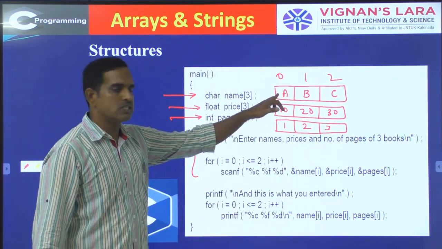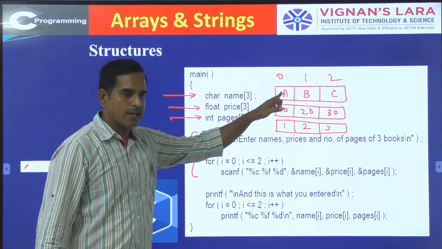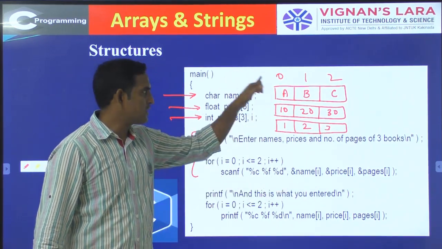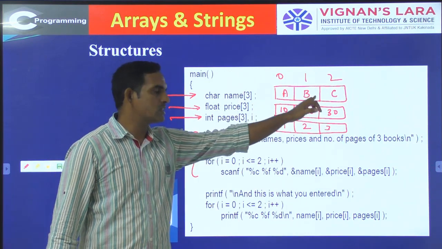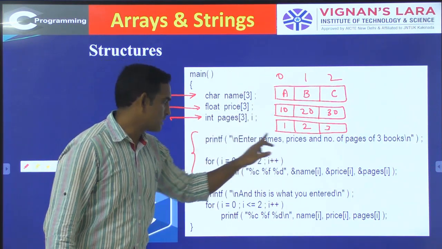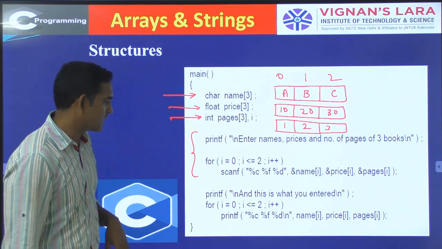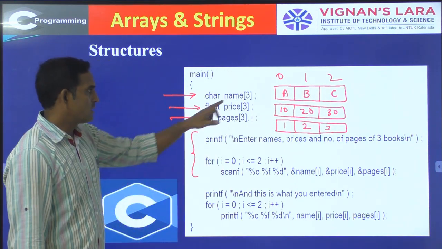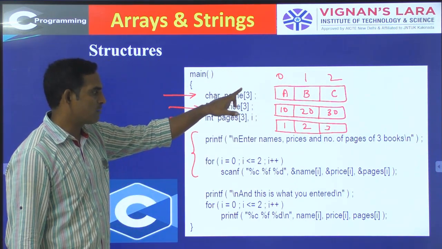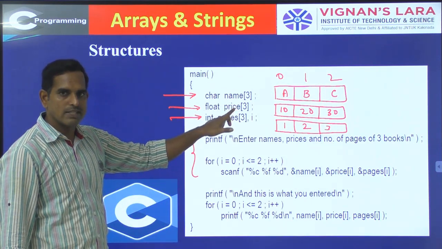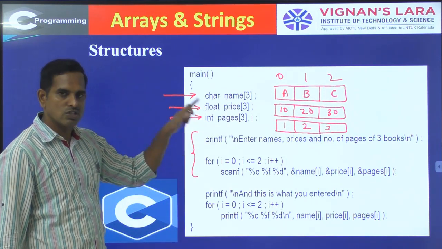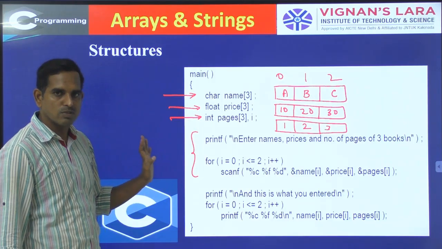Name of 0 means the first book name. Name of 1 means the second book name. Name of 2 means the third book name. So we are just inputting those values into those arrays by these particular statements: name of 0, name of 1, name of 2, price of 0, price of 1, price of 2, and pages of 0, pages of 1, pages of 2.